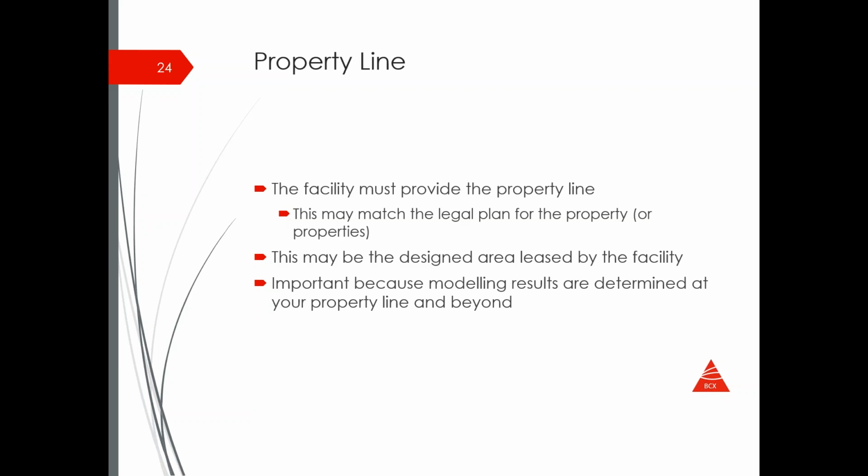And the property line, this is very important because for air dispersion modeling, we model to the property line and beyond. So if you have a property line that's bigger, but you gave a smaller one, your results will be higher, and vice versa. If you have a smaller property line but you give something big, that's inaccurate.